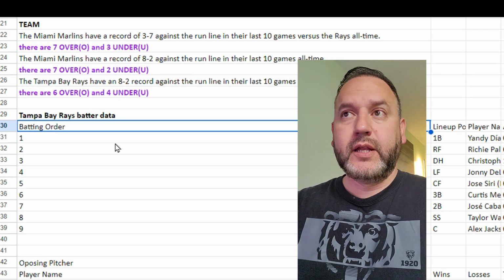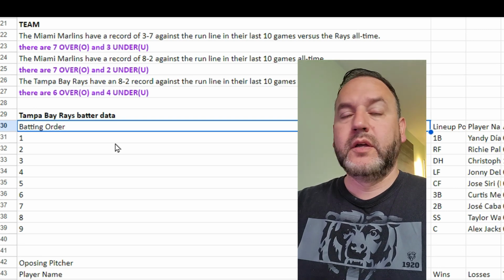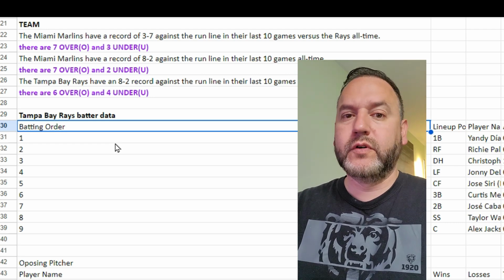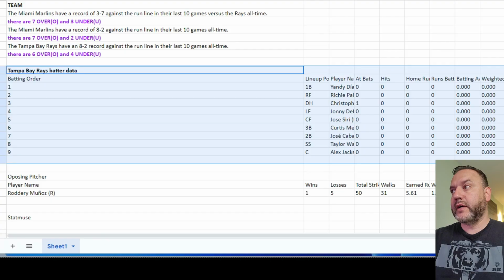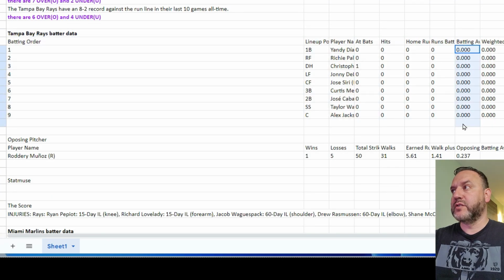Now, if I'm looking at the over, I want to see that the pitchers are crappy, because if the pitchers are crappy and the batters are doing good and the teams are going over for a reason, then I'm looking at the over. So here's the batter data for Tampa Bay. And you can see that there are all zeros here. That just means that there's no pitcher data against this team.